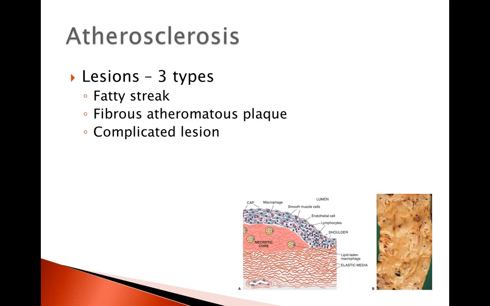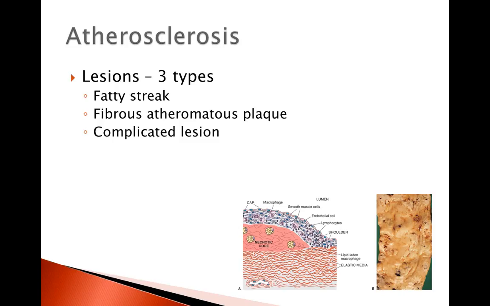We're going to look at how that forms in just a minute, but that's the problem. A complicated lesion is where that fibrous atheromatous plaque actually forms an ulceration, a tear in the vessel. That means there's some bleeding of the vessel, blood will leak in, and additional scar tissue forms.